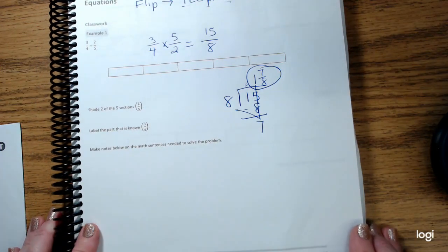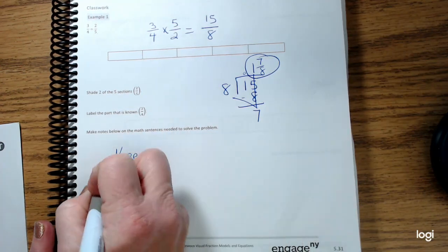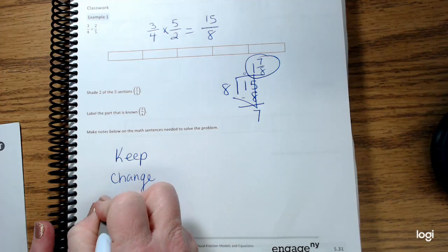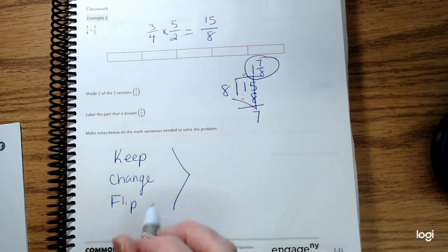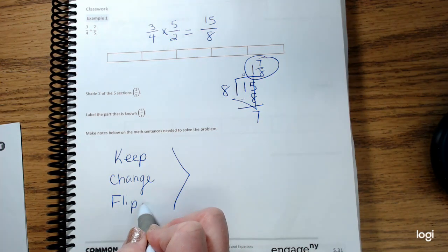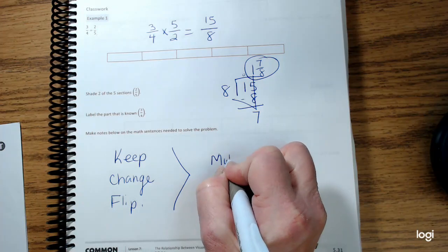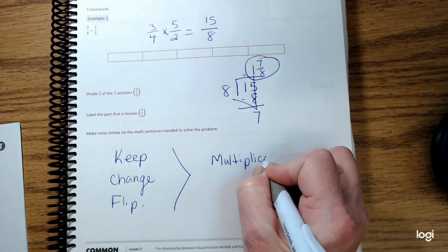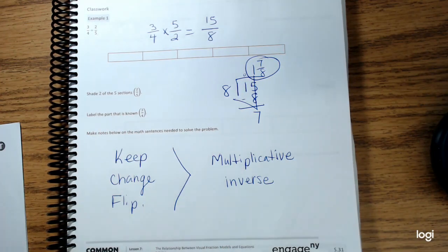Down here where it says we're going to make some notes, I want you to write what you and I have been doing, which is called keep, change, flip. I want you to start thinking about the fact that what we are doing is multiplying, right? That's our changing. And we are flipping, which is called our reciprocal. And we're going to write here multiplicative inverse. We are keep, change, flipping, and the mathematical term is multiplicative inverse. Once you have that written down, we're going to flip over to the next page.